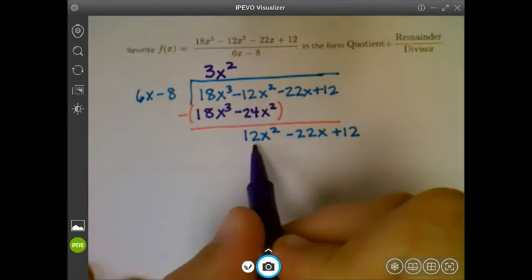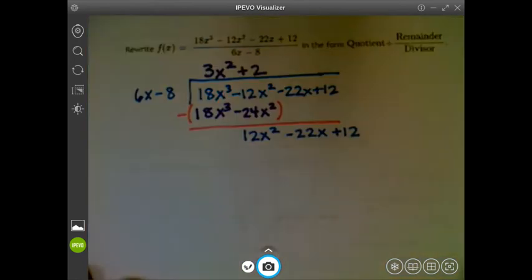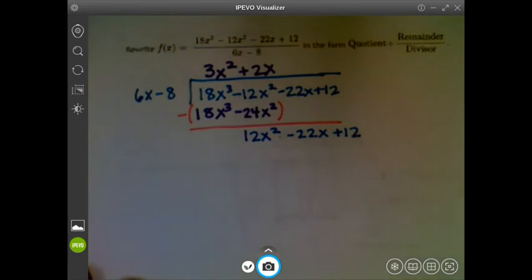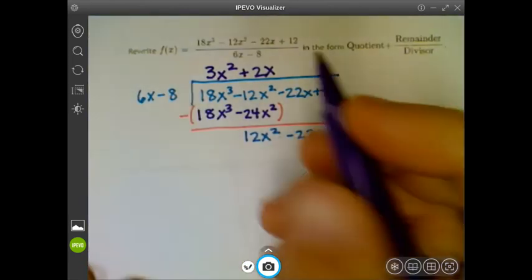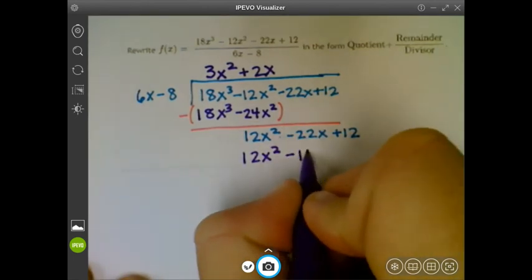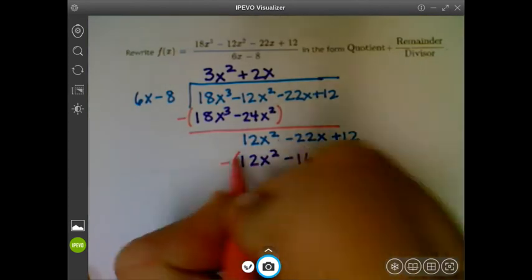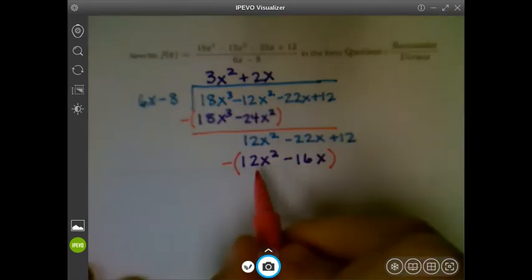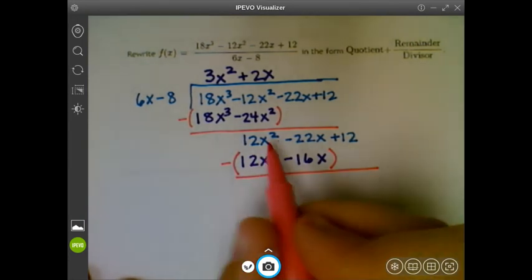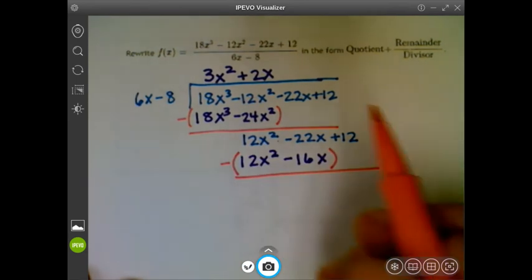So 6x times what is 12x squared? Well, 6 times 2, so it's going to be a plus 2. And then x times x would be x squared, so that'll be a 2x. And then repeat, multiply here. We'll have a 12x squared minus 16x. And then you're going to do that process of subtracting both. So both pieces will be subtracted. 12x squared minus 12x squared will be 0. That first term should always go away. If it doesn't, then you made a mistake here on your multiplying.